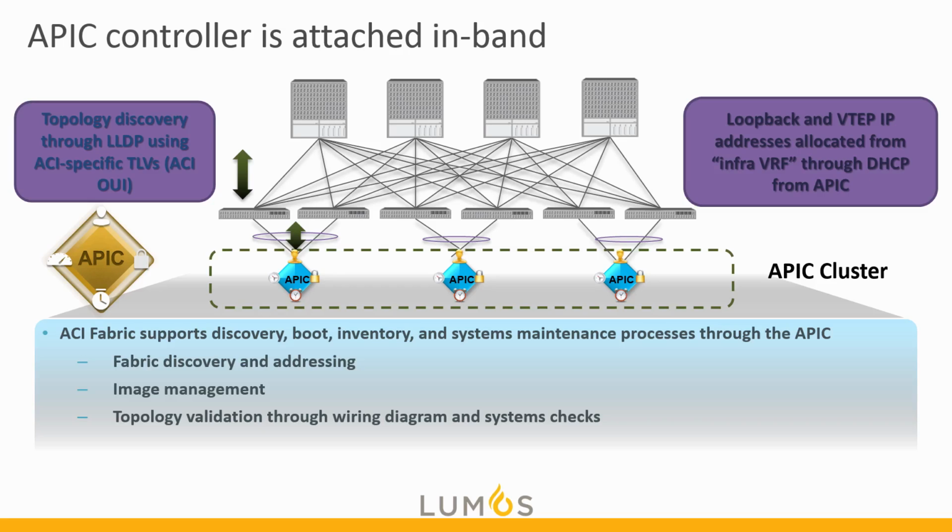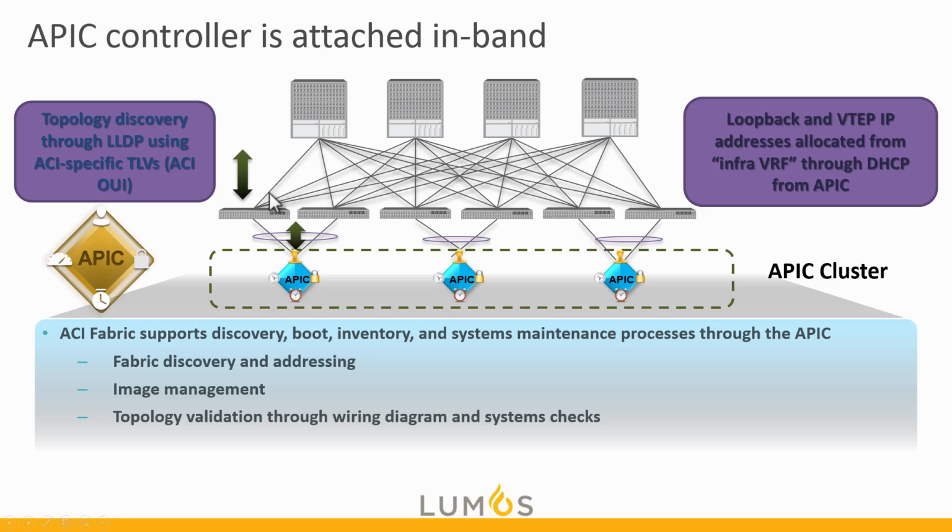So the ACI fabric supports discovery of the switches through LLDP using ACI-specific TLVs, or type length values, and supports the booting of all the switches, inventory and system maintenance for firmware and other things through the APIC. So the fabric discovery and IP addressing is all done through the APIC, the firmware image management, as well as topology validation through the wiring diagram and system checks using that MCP miscabling protocol that we talked about.